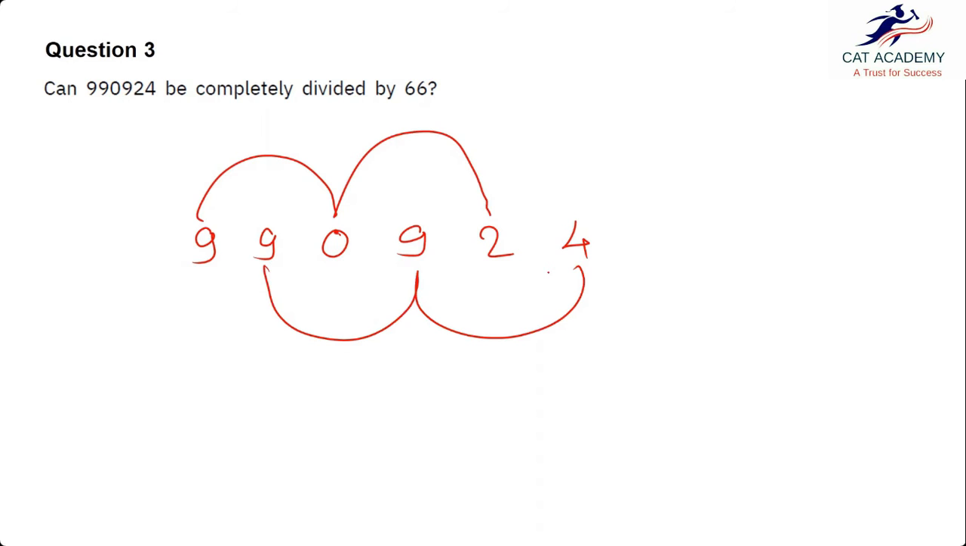So 9 plus 0 plus 2 is 11. 9 plus 9 plus 4, that is 13 plus 9, that is 22. And 22 minus 11, take a difference. I get 11. 11 is divisible by 11. So the entire number is divisible by 11. Okay. Got it? Go for the summation of digits at odd places and go for the summation of digits at even places.